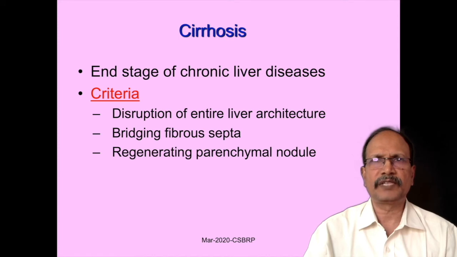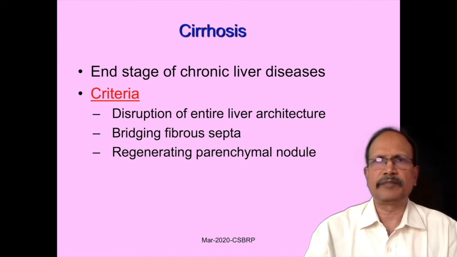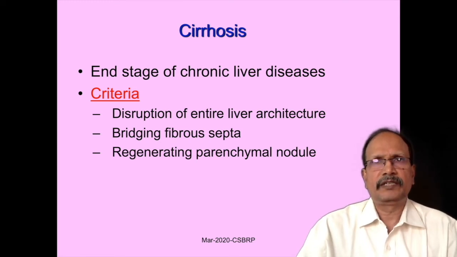And bridging fibrous septa, there will be bridging. That means it bridges certain portions of the liver. Say for example, bridging can be between portal triads. So portal to portal bridging, or portal to central venous bridging, or it may be haphazard bridging. Because of this bridging fibrous septa, the liver is converted into lobules, which can be appreciated morphologically.